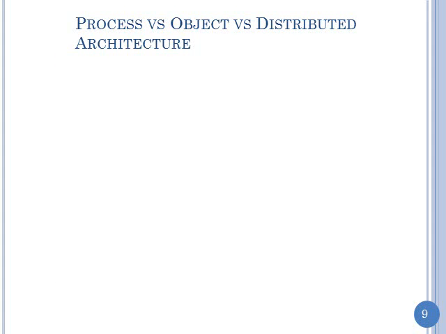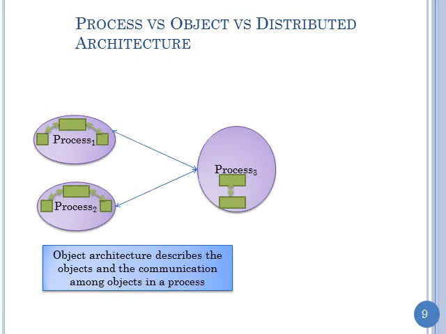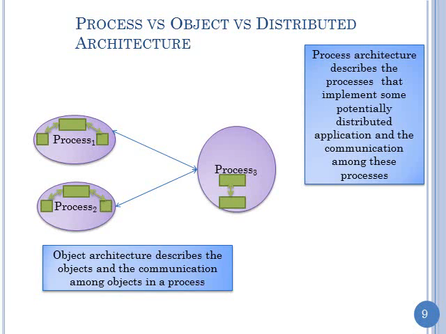So now we talk of three kinds of architectures. We talk of the architecture within a process. These green things are objects or classes. Okay, and that's going to be important. So object architecture describes the objects and communication among these objects in a process. Then we talk of the process architecture. And the process architecture doesn't imply a distributed program because they may all be on one machine. Now it has the essence of a distributed program.